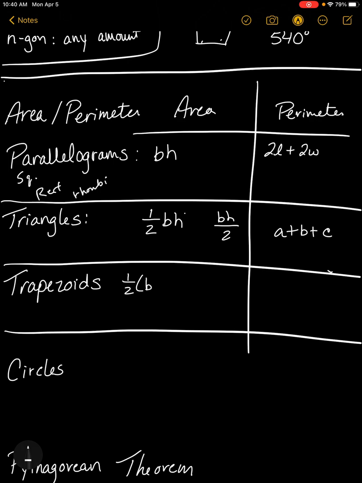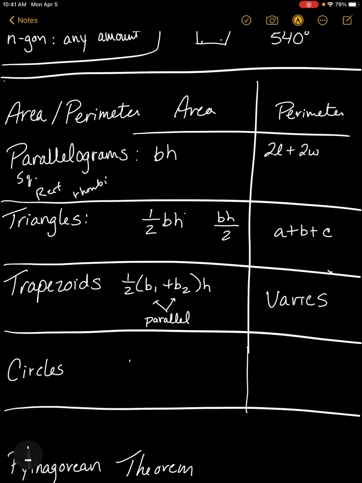Trapezoids. Usually you'll see it half of base 1 plus base 2 times the height. And these two right here, the bases, are the parallel sides. Okay, so just so you know. And the perimeter of a trapezoid, that is once again found in different ways. You might have to make 2 different shapes, so this varies on how you do that.